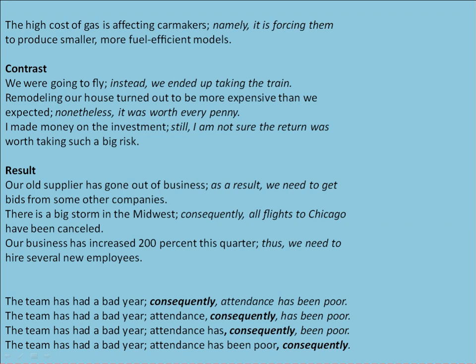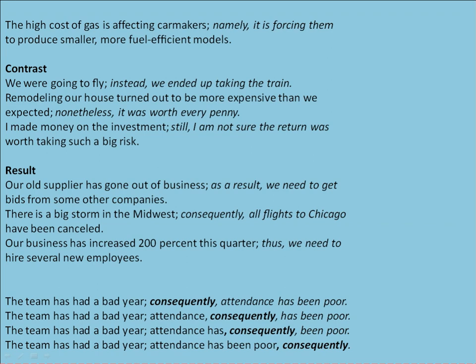See, the team has had a bad year; consequently, from this point we are going to begin a new sentence, and we are putting a comma after our conjunctive adverb, and then a clause: attendance has been poor. Now look at the second example. The team has had a bad year. Attendance, consequently, has been poor. The team has had a bad year. Attendance has consequently been poor. The team has had a bad year. Attendance has been poor, consequently. So are you noticing that punctuation is staying exactly the same?